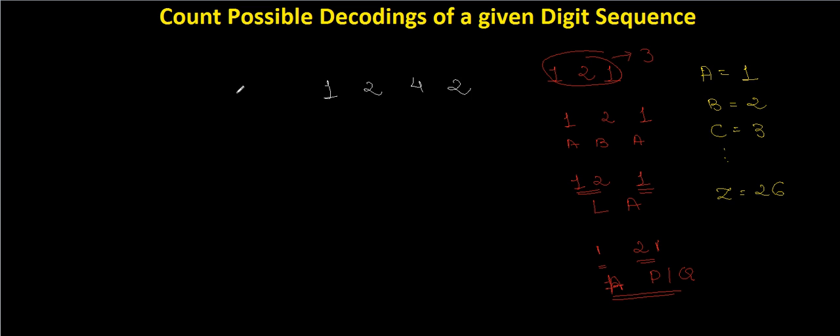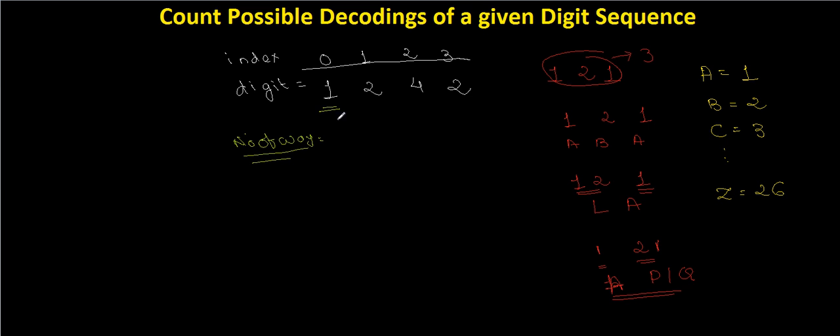Let's say this is given in an array or character string of digits, and we are storing its indexes as 0, 1, 2, and 3. Do not get confused with the numbers, these are indexes. Now we have one more array in which we are storing the results, the number of ways. This array will store in how many ways we can decode up to that point. Now just tell me, in how many ways can 1 be decoded?